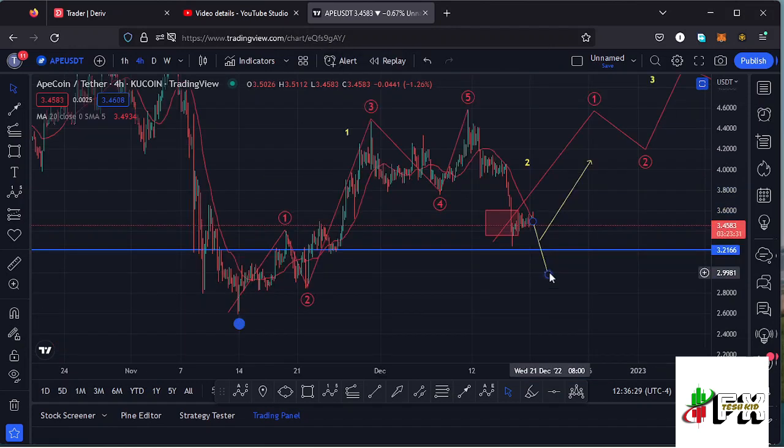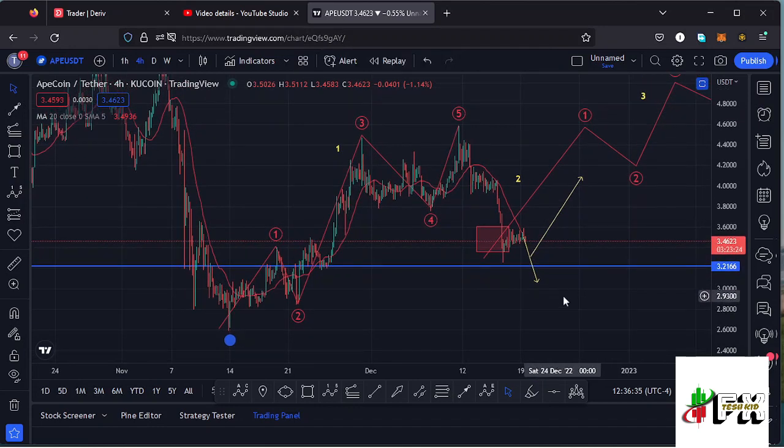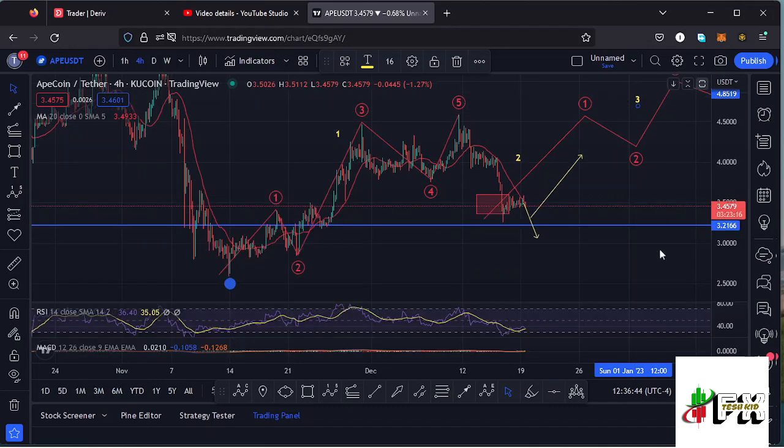And in case we lose that key area of support at around the $3.35 mark and maybe see a retest, then another possible scenario could be playing out. But for now, I'm sticking to that movement to the upside in the formation of a higher Elliot wave count 3, and I'll keep you updated on anything that plays out here on the Apecoin chart.